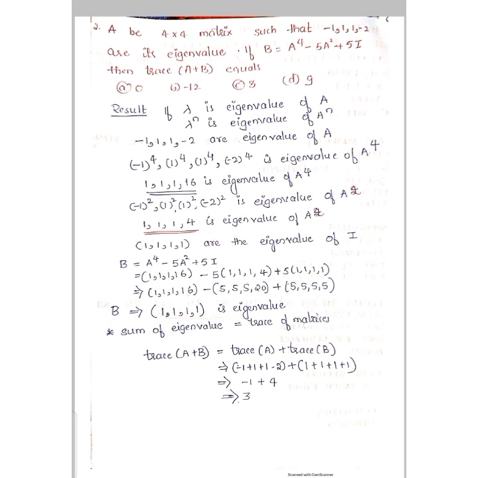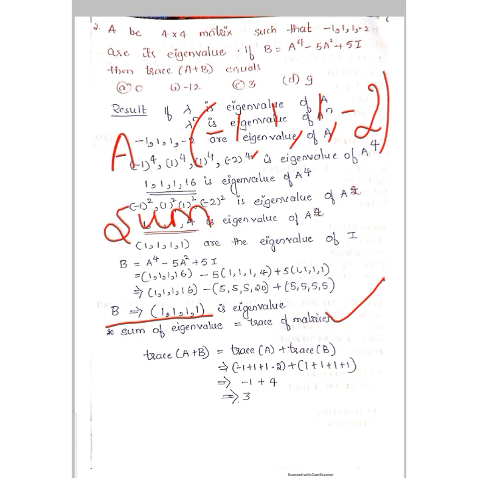So here we got the eigenvalues. We know the eigenvalues of A. What are the eigenvalues of A? That is minus 1, 1, 1 and minus 2. And the eigenvalues of B are 1, 1, 1, 1. We know that the sum of the eigenvalues is nothing but the trace of the matrix. So there is a property that the trace of A plus B is equal to trace of A plus trace of B.